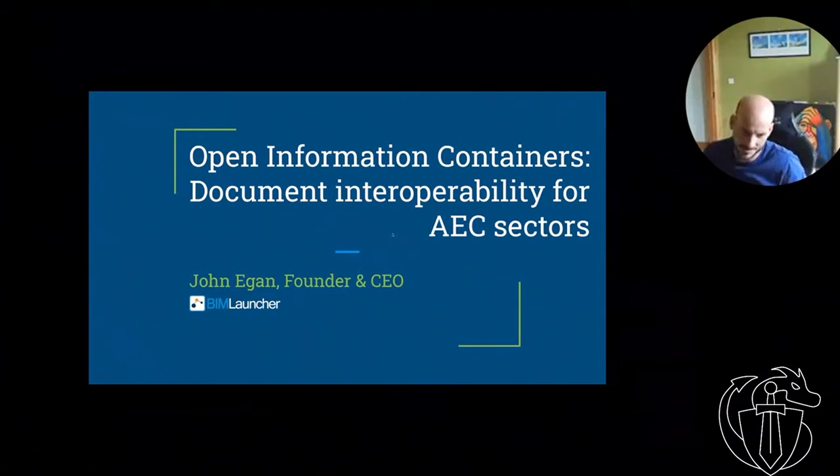Good stuff. So, hi everyone. My name is John Egan. I'm founder and CEO of BIM Launcher, and I'm here to talk to you today about open information containers and how it will give rise to document interoperability for software used generally to manage our construction projects.